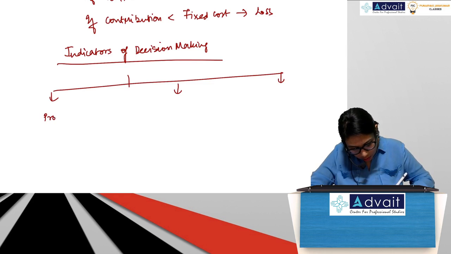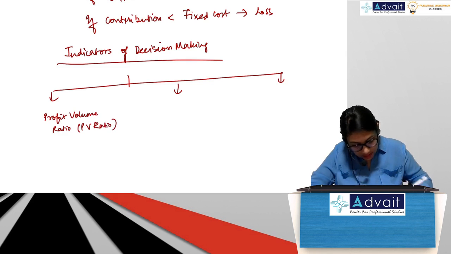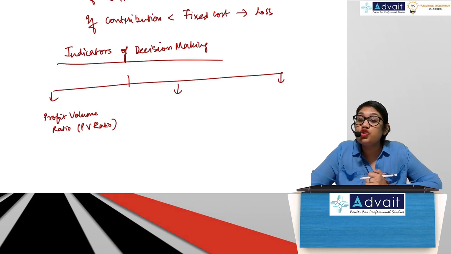First one you already know, profit volume ratio or PV ratio. Guys, where did we come across this? Which chapter? We've already come across this PV ratio. We've used it also for calculation. Not material. Guys, labor chapter. Remember, in that labor turnover, contribution lost out because of unproductive hours. So that's where we had seen PV ratio.